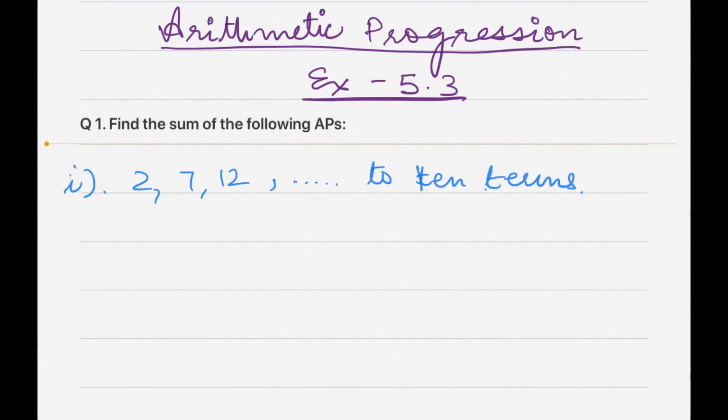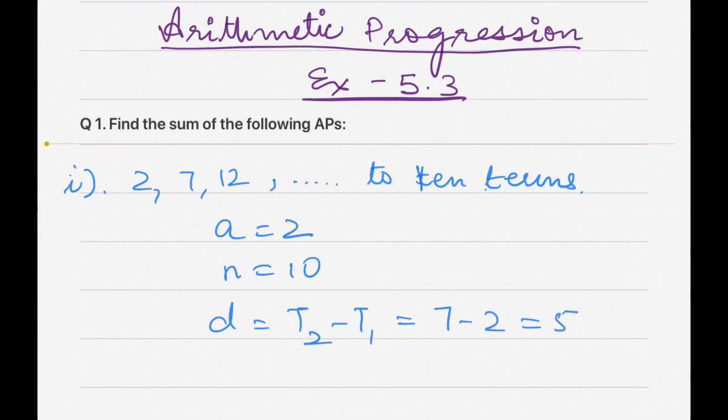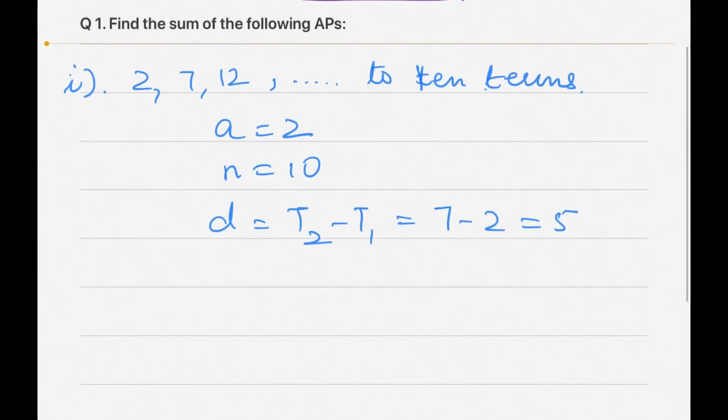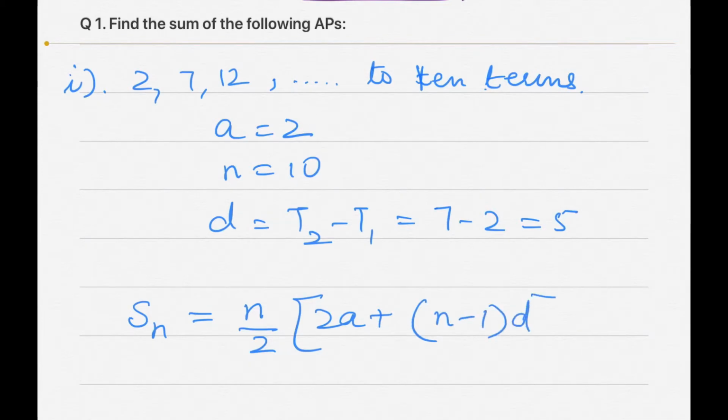So now we know that my a is equal to 2 and n is equal to 10, and my d, that will be second term minus the first term. We know it is AP, so I can just find out the one. 7 minus 2, that is 5. So I know all the three things which are required. So sum of n terms of an AP is equal to n by 2 [2a plus (n minus 1) into d], right? Okay, so I know we have derived this formula and you know this by this time.